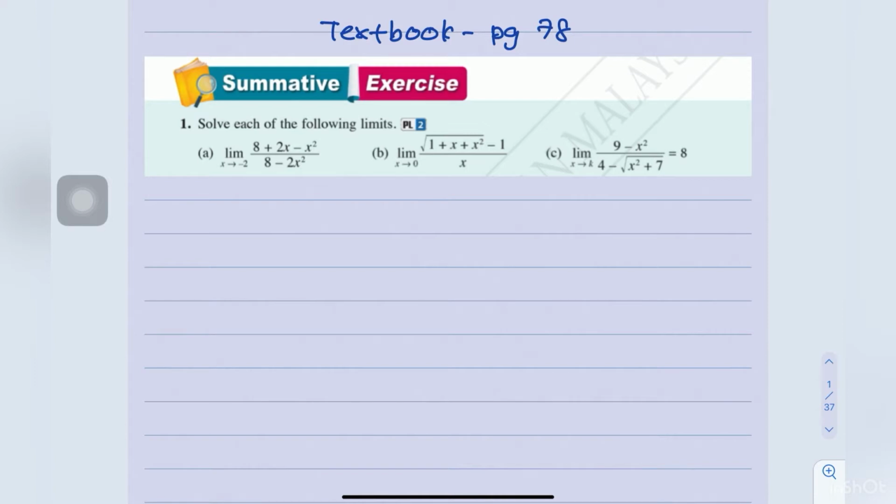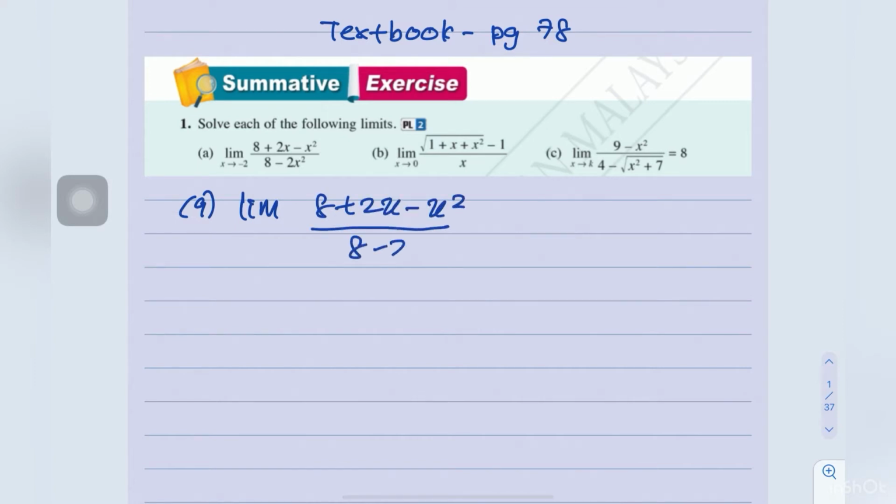Okay, let's do question number 1. Find the limit of (8 + 2x - x squared) over (8 - 2x squared) when x approaches negative 2. We have learned previously that when you want to find the limit, you have to substitute. But this one, if you substitute x equals negative 2, we get 0 over 0. So we have to do something else.